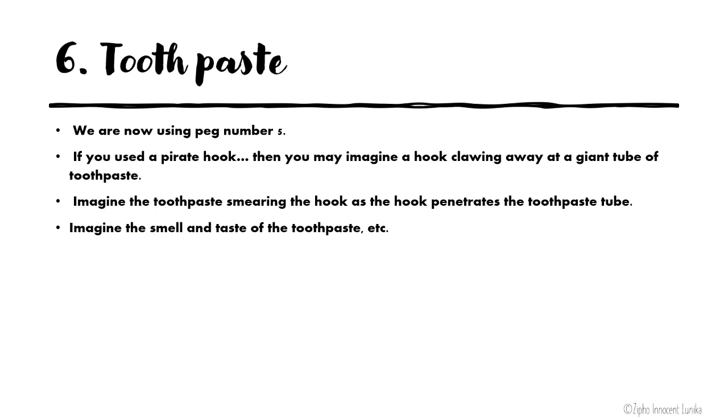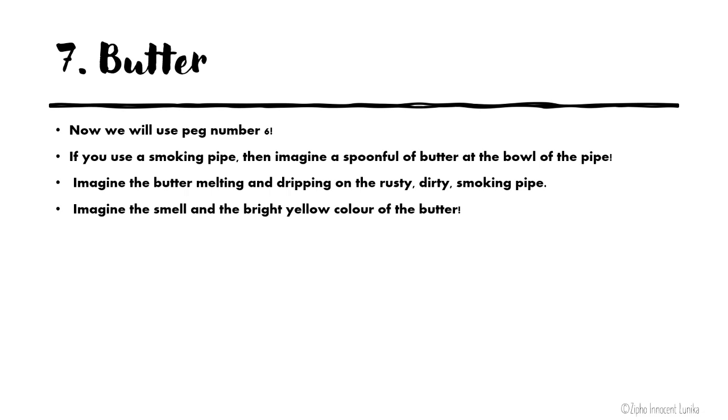Item number 7. For item number 7, we'll be using peg number 6. If you use a smoking pipe for number 6, imagine a spoonful of butter at the bowl of the pipe. If you think of the smoking pipe, you can think of a spoonful of butter being poured into it. Imagine the butter molten and dripping on the rusty, dirty, smoke-green pipe. Imagine the smell and the bright yellow color of the butter.